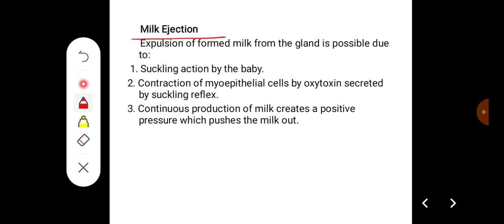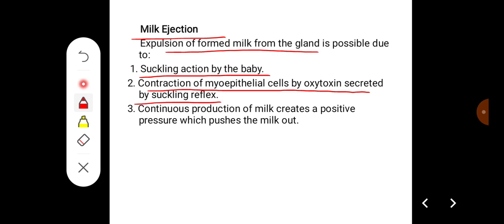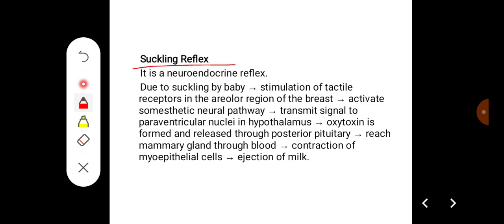Milk ejection is nothing but expulsion of the formed milk from the gland, and it is possible because of the suckling action of the baby and the contraction of the myoepithelial cells by oxytocin secreted from the suckling reflex, and it occurs because the continuous production of milk creates a positive pressure which pushes the milk out. Suckling reflex is a neuroendocrine reflex.